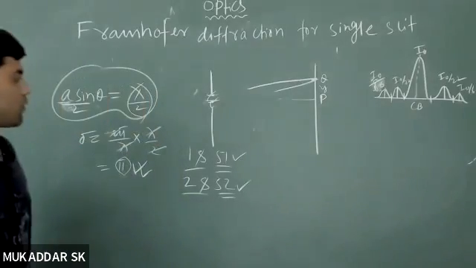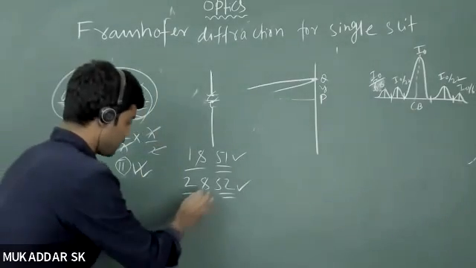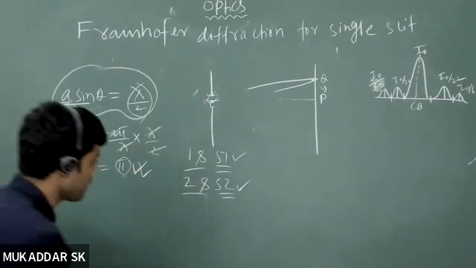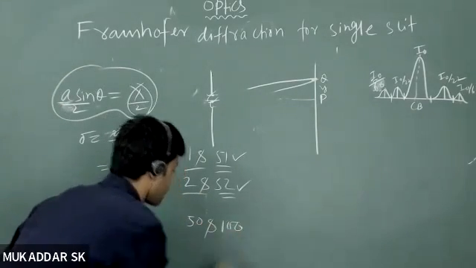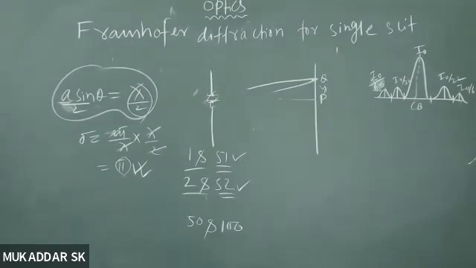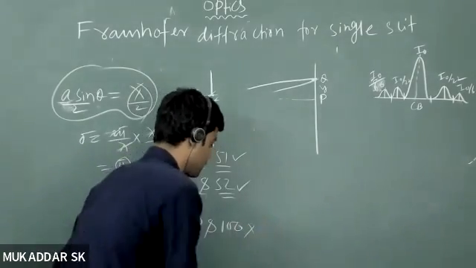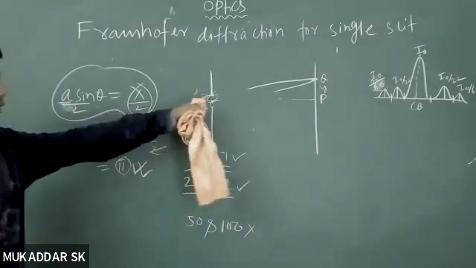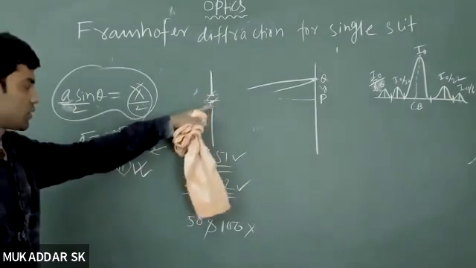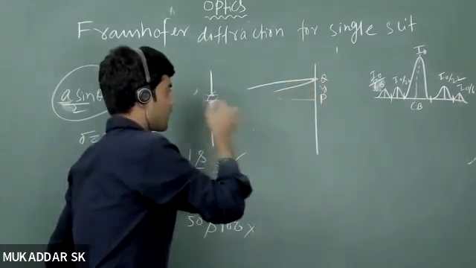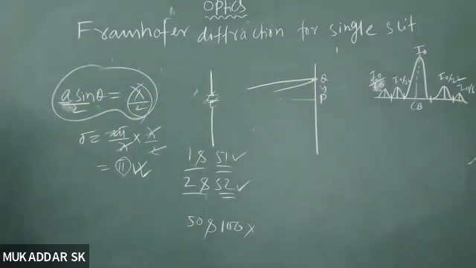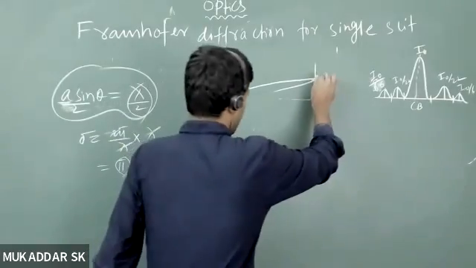Similarly, if you check the phase difference between 50 and 100, you will get pi again. So they will cancel. So all the rays, whatever sources are there, all will be cancelled here. They will basically make destructive interference. So that's why you will get Q as a dark point.